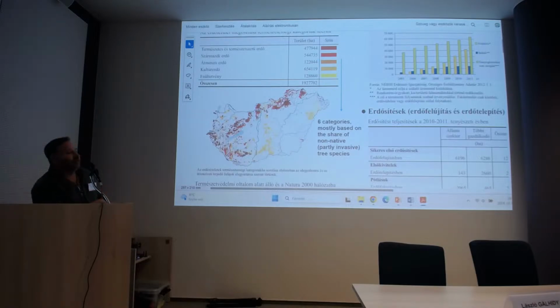This is actually a simplified version of the original field survey and those naturalness numbers, mainly based on the tree species composition, whether it is native or non-native or even invasive. So if you have a low category, it means that there are a lot of non-native or even invasive species comprised in the canopy.